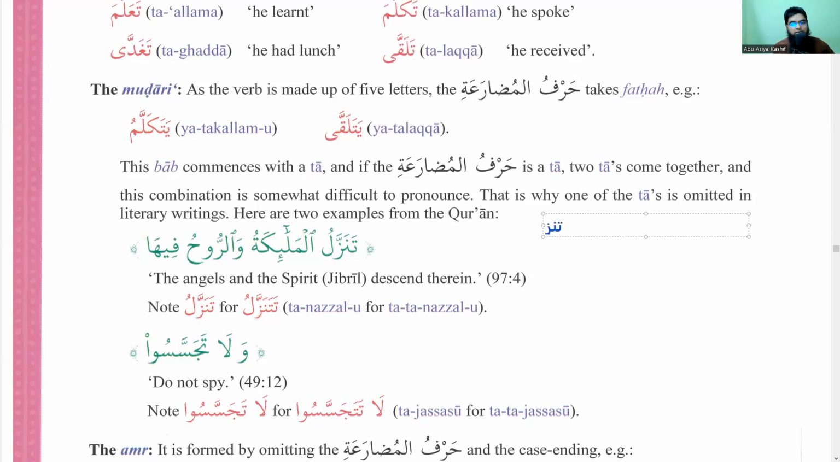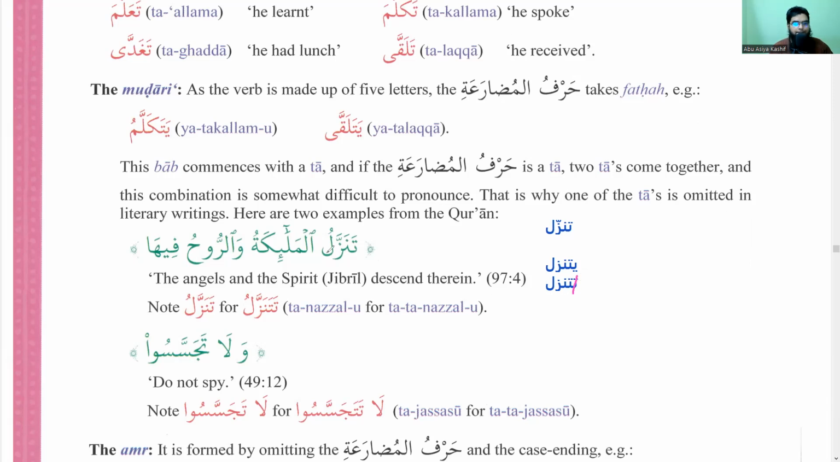Tanazzala. Tanazzala, this is madi. And then you make it mudari', yatanazzalu. Yatanazzalu. Then the hiya form is what? Tatanazzalu, because malaika is feminine. The verb is actually tatanazzalu, but Allah subhanahu wa ta'ala used the short form.